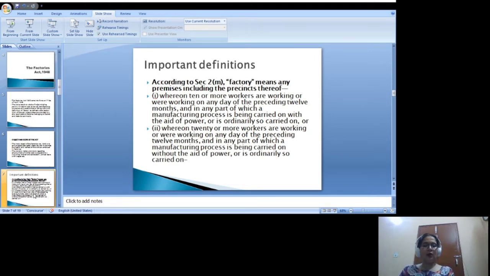It should be carried on right now, or it was carried on within the preceding 12 months. If any manufacturing process has been done in that factory in the last 12 months, it will be included in the definition of factory.